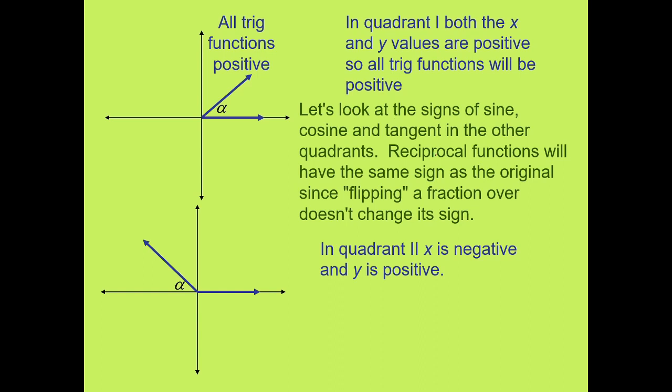So in quadrant 2, x is negative. Remember what we discussed in the previous presentation. That's positive, positive. And here x is negative, then this is negative, negative. And this is positive, negative.